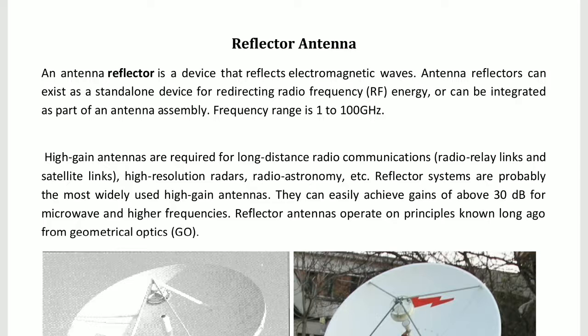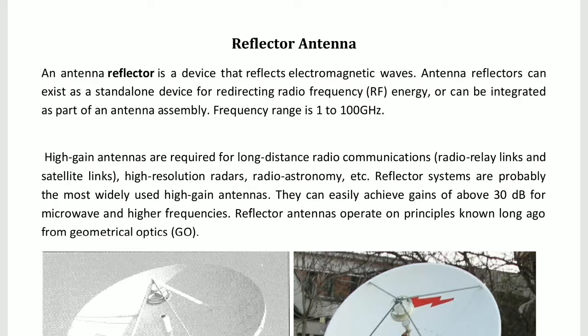The frequency range is 1 to 100 gigahertz. So these reflector antennas can be a single antenna or a standalone device to redirect radio frequency waves, or it can be integrated with the part of other antenna assembly. High gain antennas are required for long distance radio communication, that is radio relay links and satellite links, high resolution radars and radio astronomy. Reflector systems are probably the most widely used high gain antennas. They easily achieve gains of above 30 decibels for microwave and higher frequencies.